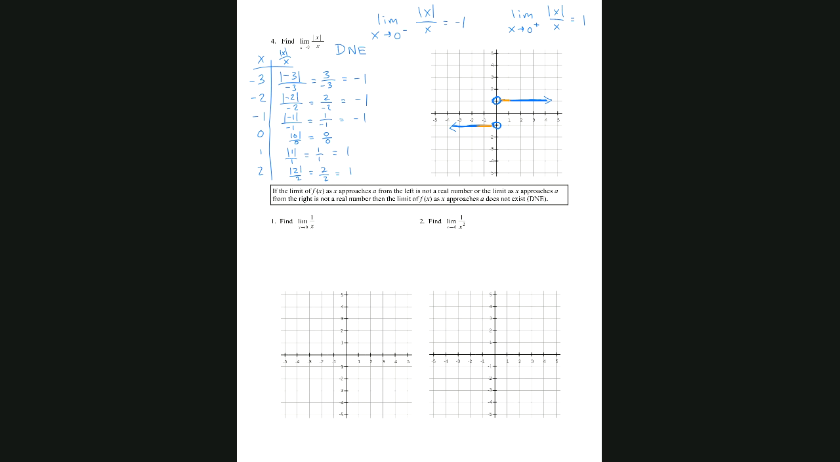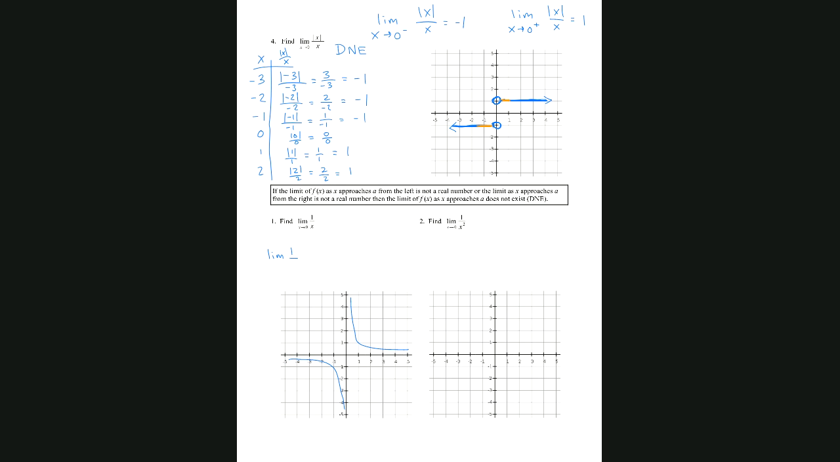Let's try a couple limits at the bottom which involve asymptotes. First, we have the limit of 1 over x. And 1 over x is a function that looks like this. So an asymptote is created at x equals 0. Let's analyze the one-sided limits.